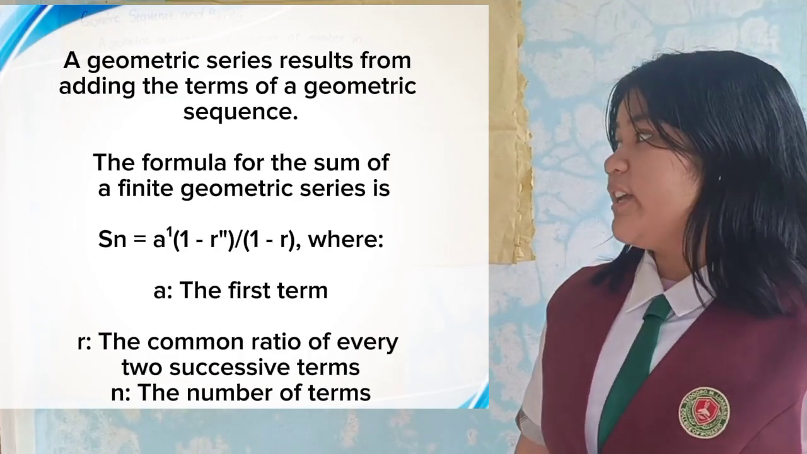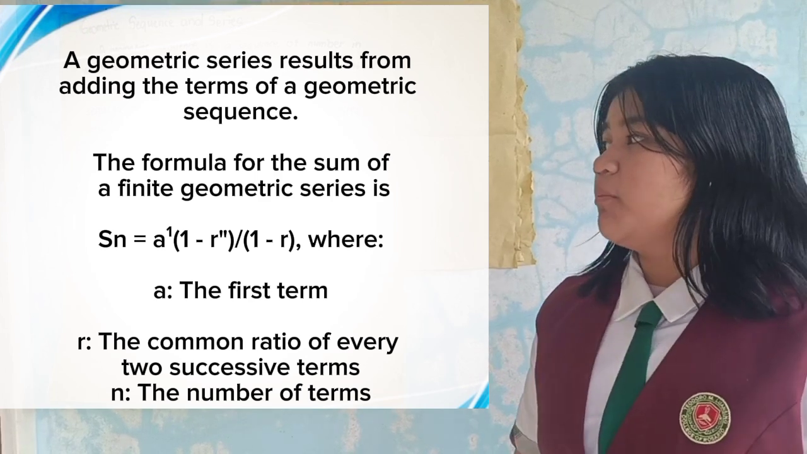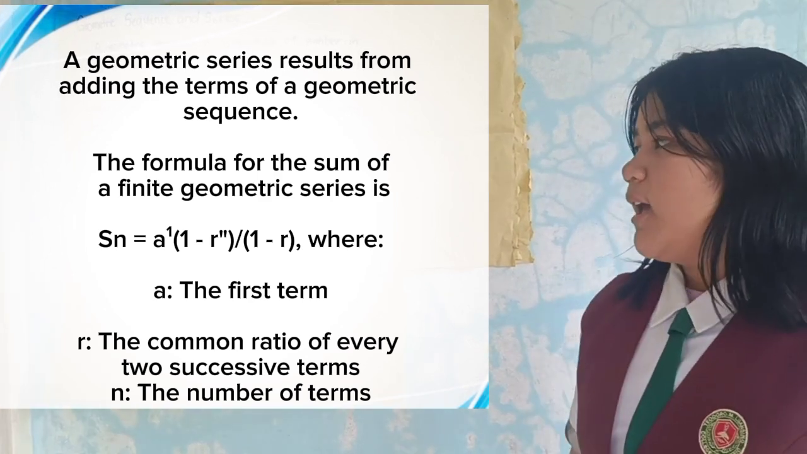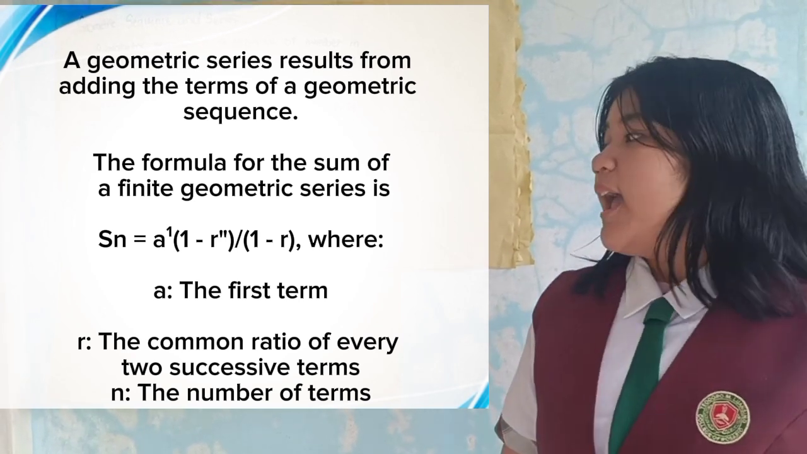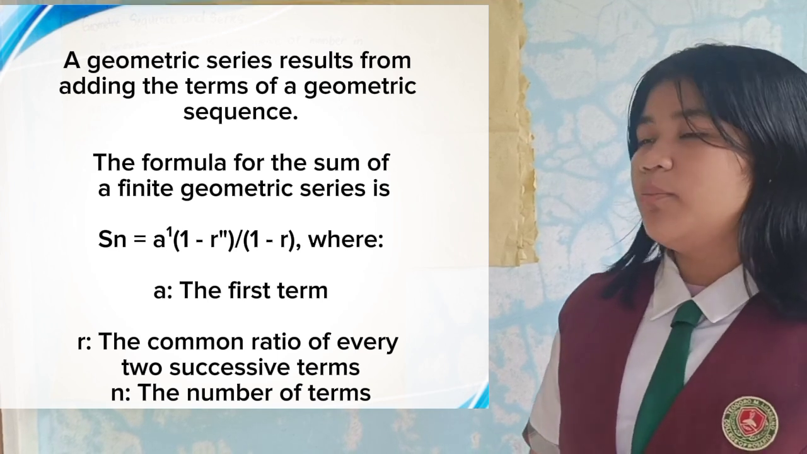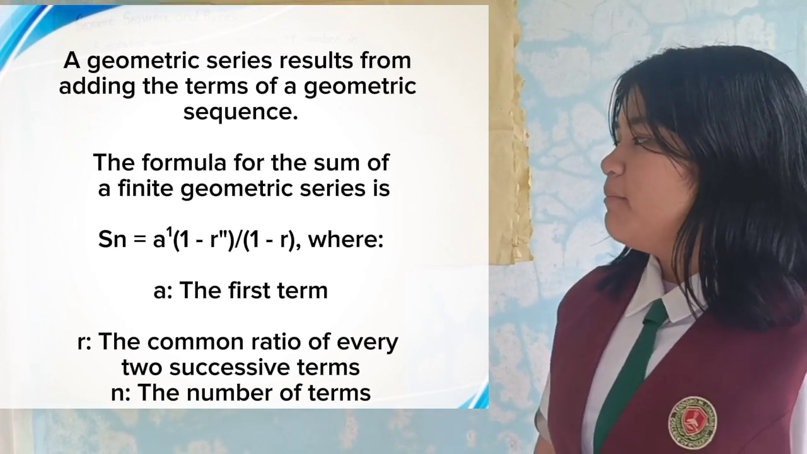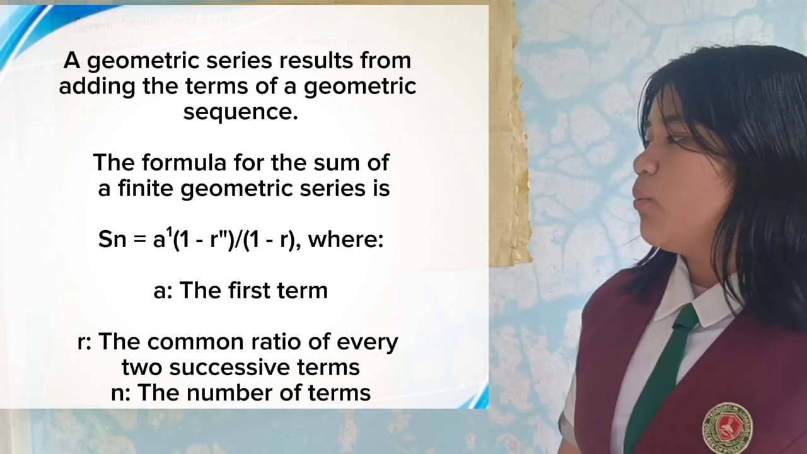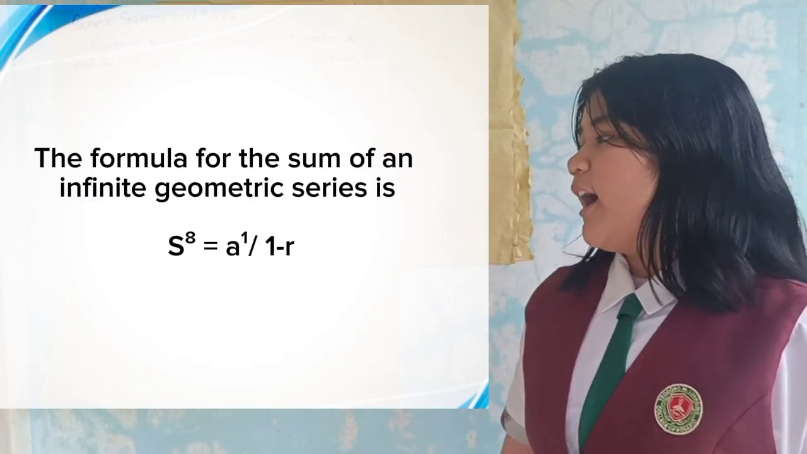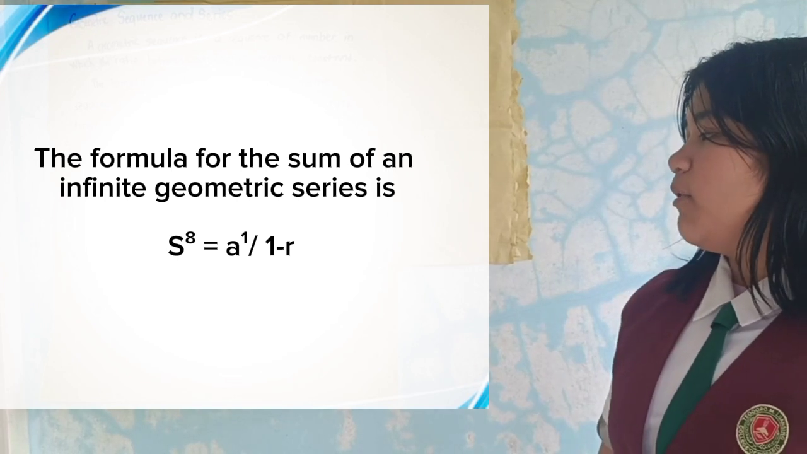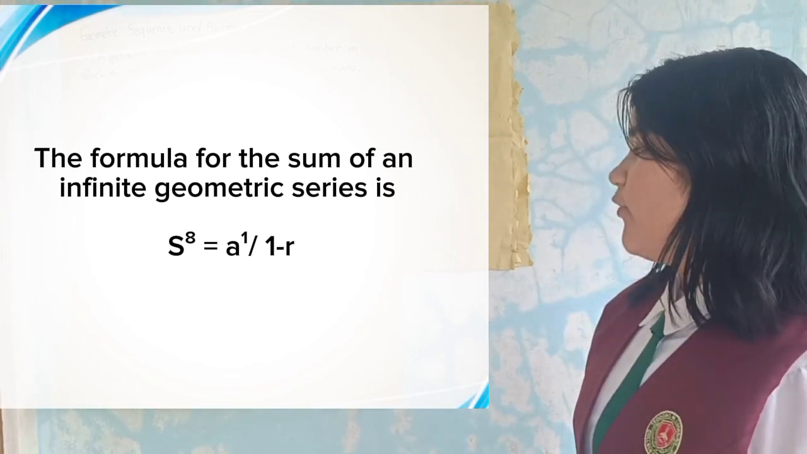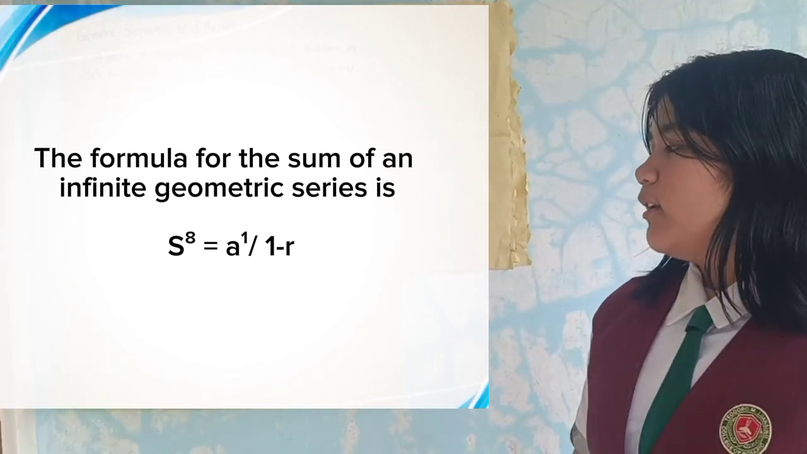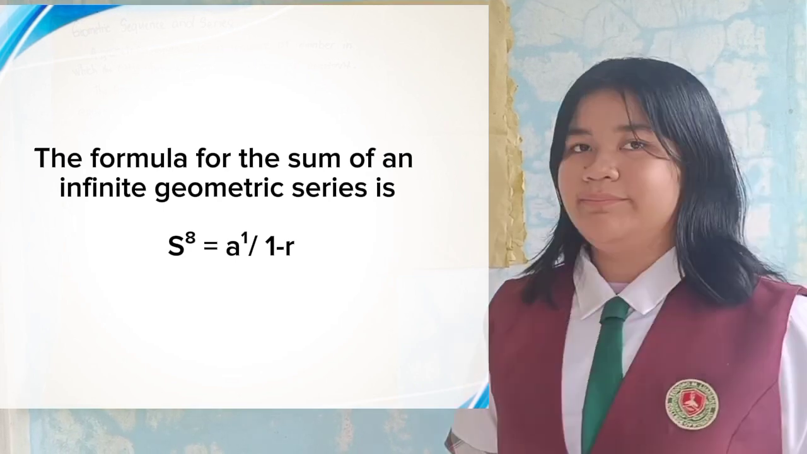A geometric series results from adding the terms of a geometric sequence. The formula for the sum of a finite geometric series is S sub n equals a sub 1 times 1 minus r raised to n over 1 minus r. And the other one is the formula for the sum of an infinite geometric series, S infinity equals a sub 1 over 1 minus r.